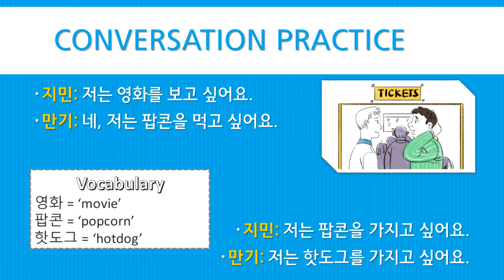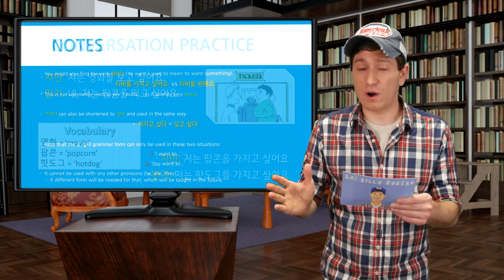The next conversation would be 저는 팝콘을 가지고 싶어요. Here, 가지다, to have. I want to have popcorn. Not that he's saying he wants to eat it, but that he's saying he wants to have it. To which 만기 would reply, 저는 핫도그를 가지고 싶어요. I want to have a hot dog. 저는 핫도그를 가지고 싶어요.